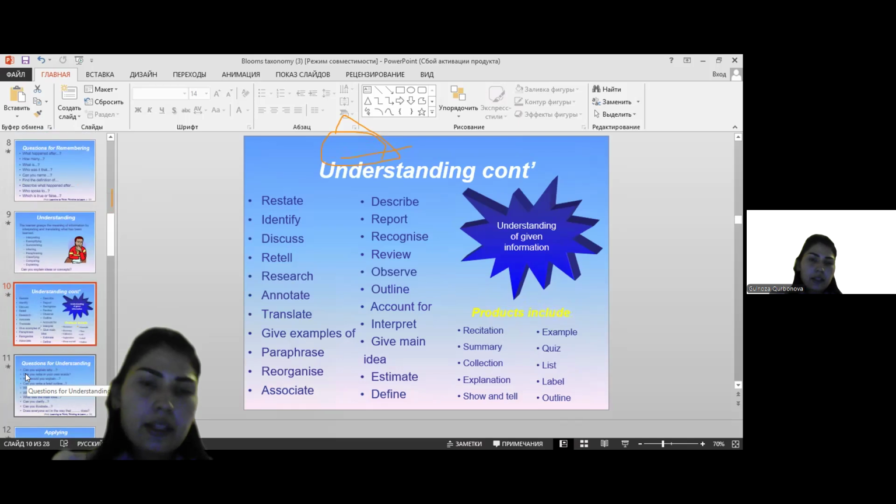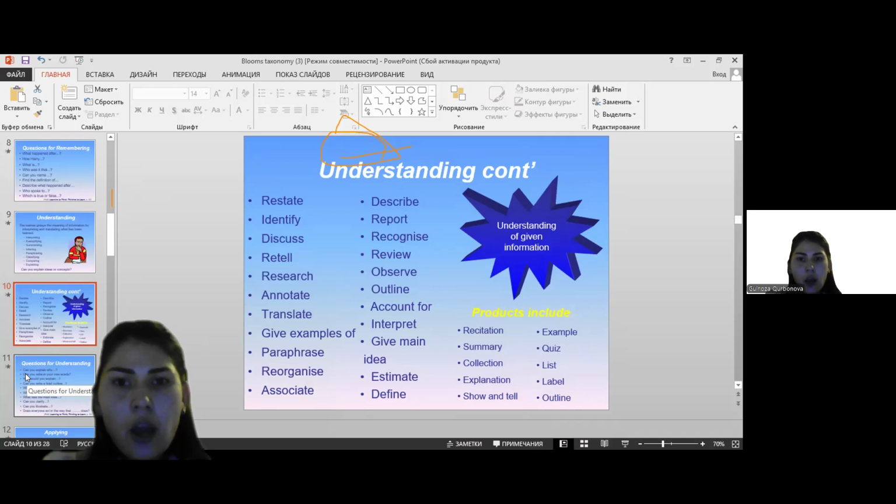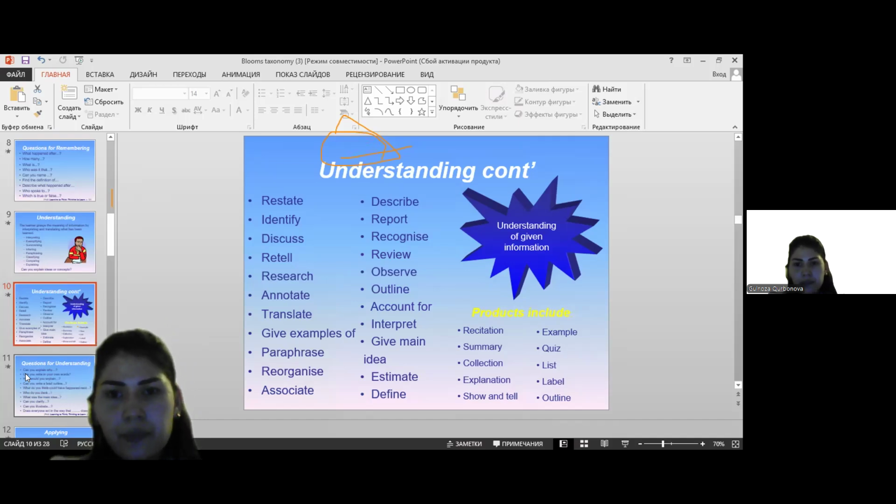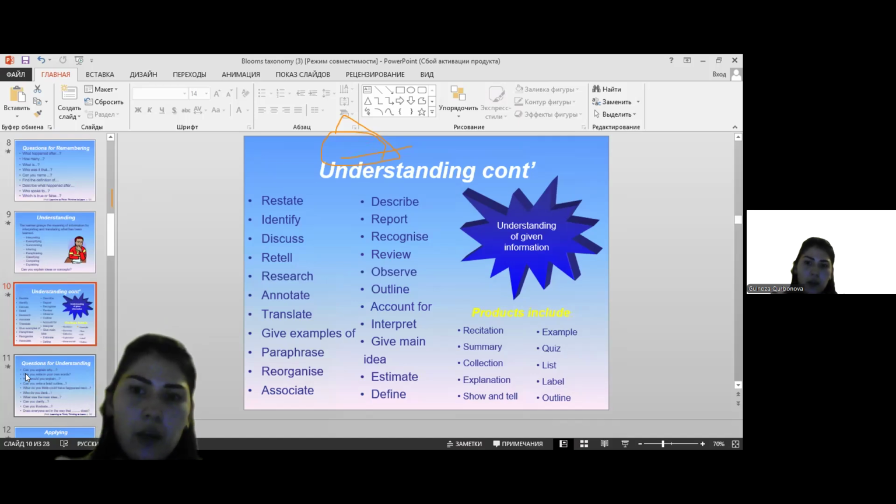Understanding: restate, identify, discuss, retell, research, annotate, translate, give examples of, paraphrase, recognize, associate, describe, report, review, observe, outline, account for, interpret, give main idea, estimate, define. Products include example, quiz, list, label, outline.